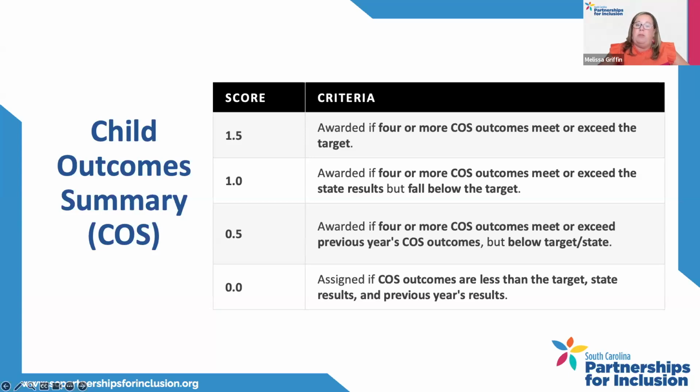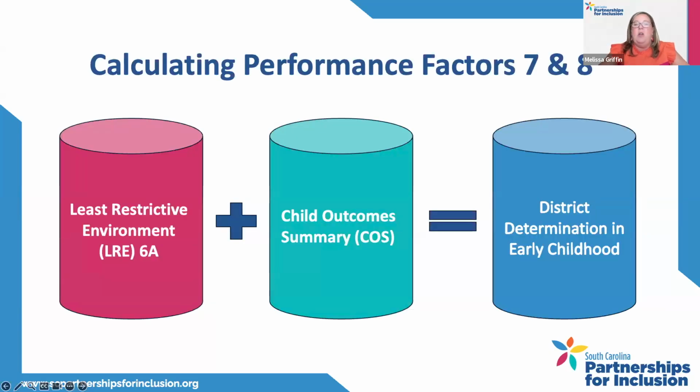And 1.5 would be awarded if 4 or more of the COSS outcomes meet or exceed the target. So that's what the COSS would look like. Now, next slide, please. We're going to put those together, and that's where your 3 comes in. So you have a possibility of 3: 1.5 from least restrictive, and 1.5 from the child outcome summary, which then equals your district determination in early childhood.